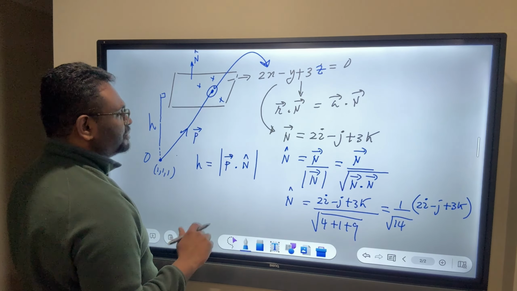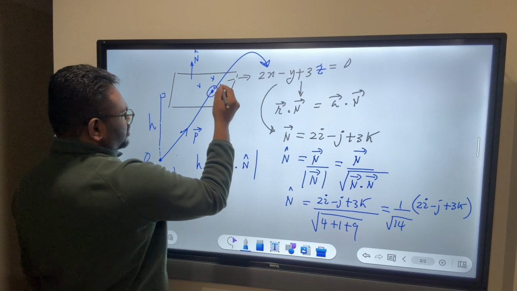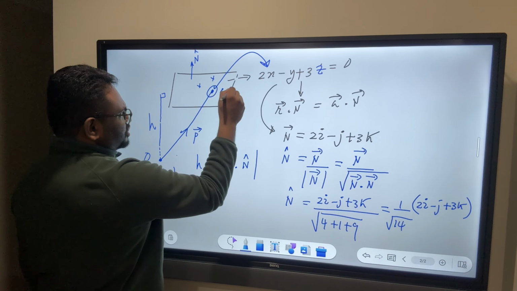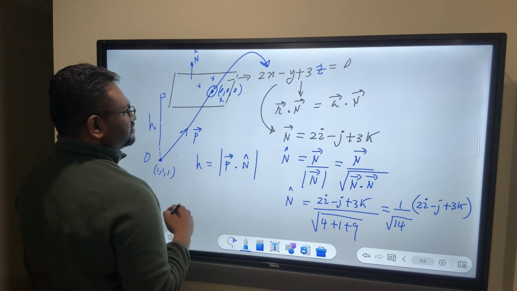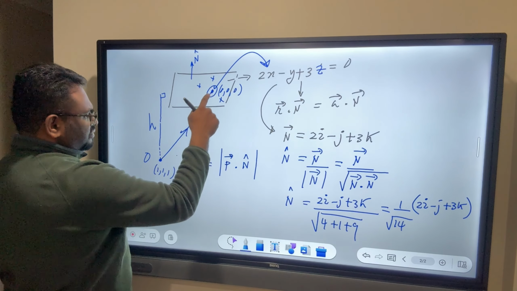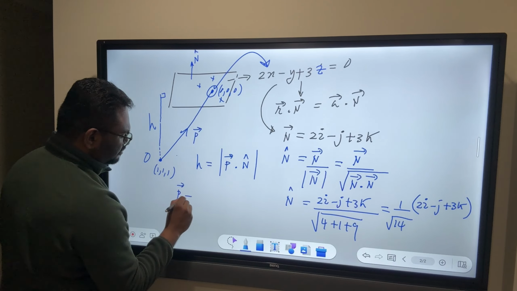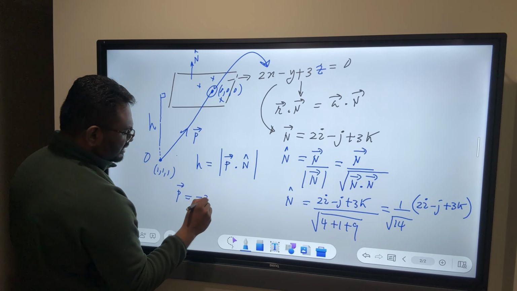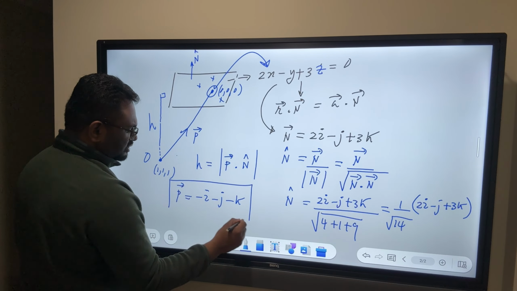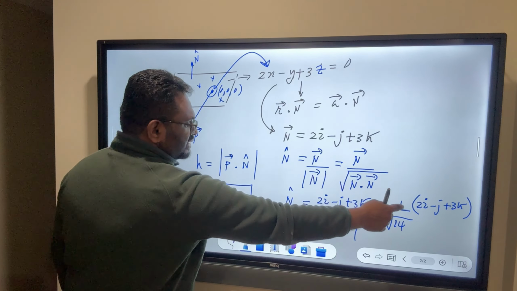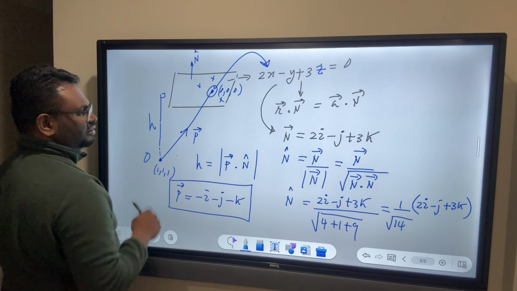To understand this problem, I can take the point on the plane as 0, 0, 0, or you can take any other value. I'm going to take 0, 0, 0, because if you put 0, 0, 0, the equation will be satisfied. So now you can find the p vector. The p vector would be 0 minus 1, so it's going to be minus i, minus j, minus k. Now you found the p vector. It's just a matter of dotting it with n hat and taking the magnitude, and that would be your perpendicular distance.